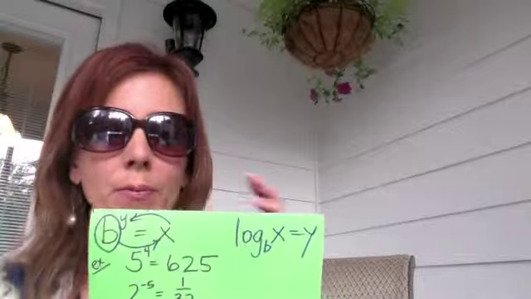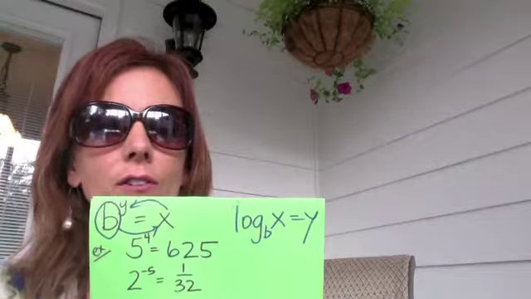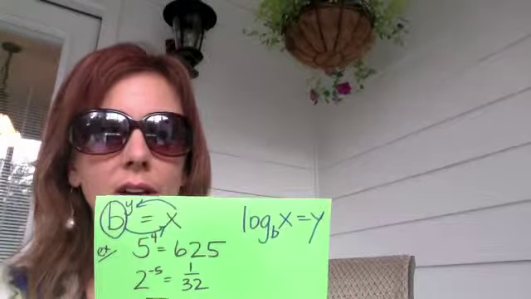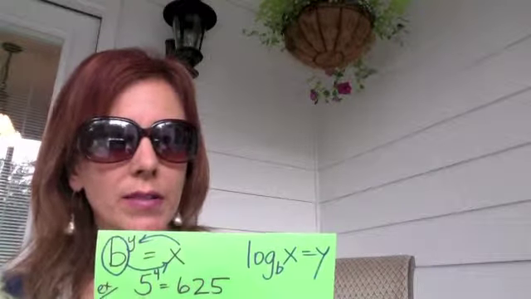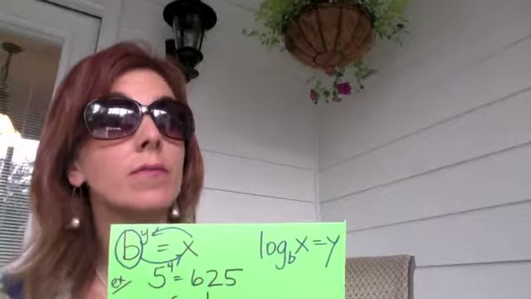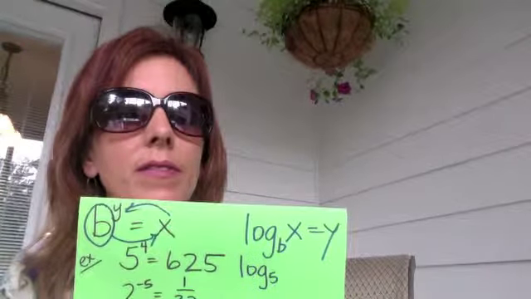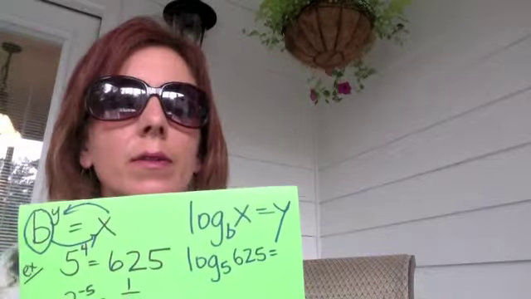Okay, so let's take a look at that first example. 5 to the 4th power is equal to 625. Start by identifying the base. What is the base of this exponent? The base is 5. So we're going to say log base 5 of what? Oh, that's where you cross the equal sign. Log base 5 of 625. And what is that equal to? Well, that is equal to 4.